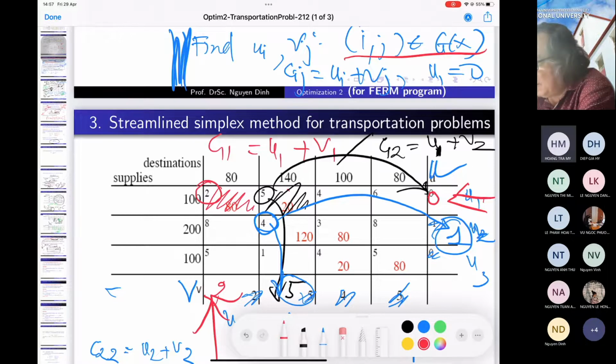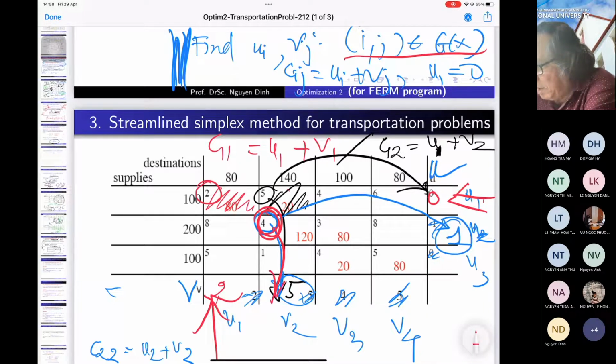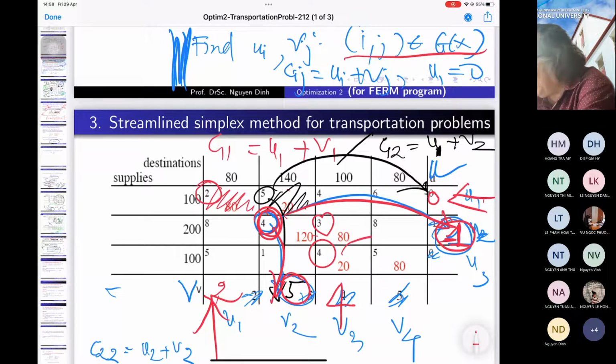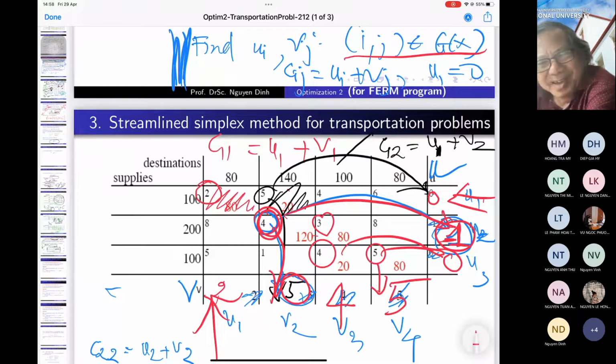Here, look. The number 4 here is equal to 5 plus something here. So what is this? It should be minus 1. Is that okay? And then if you look at this one, 3 equals minus 1 plus this, which is 4. And 4 here equals 4 plus 0. And you look at 5 here. 5 equals 0 plus something here, and this should be 5. Is it easy?